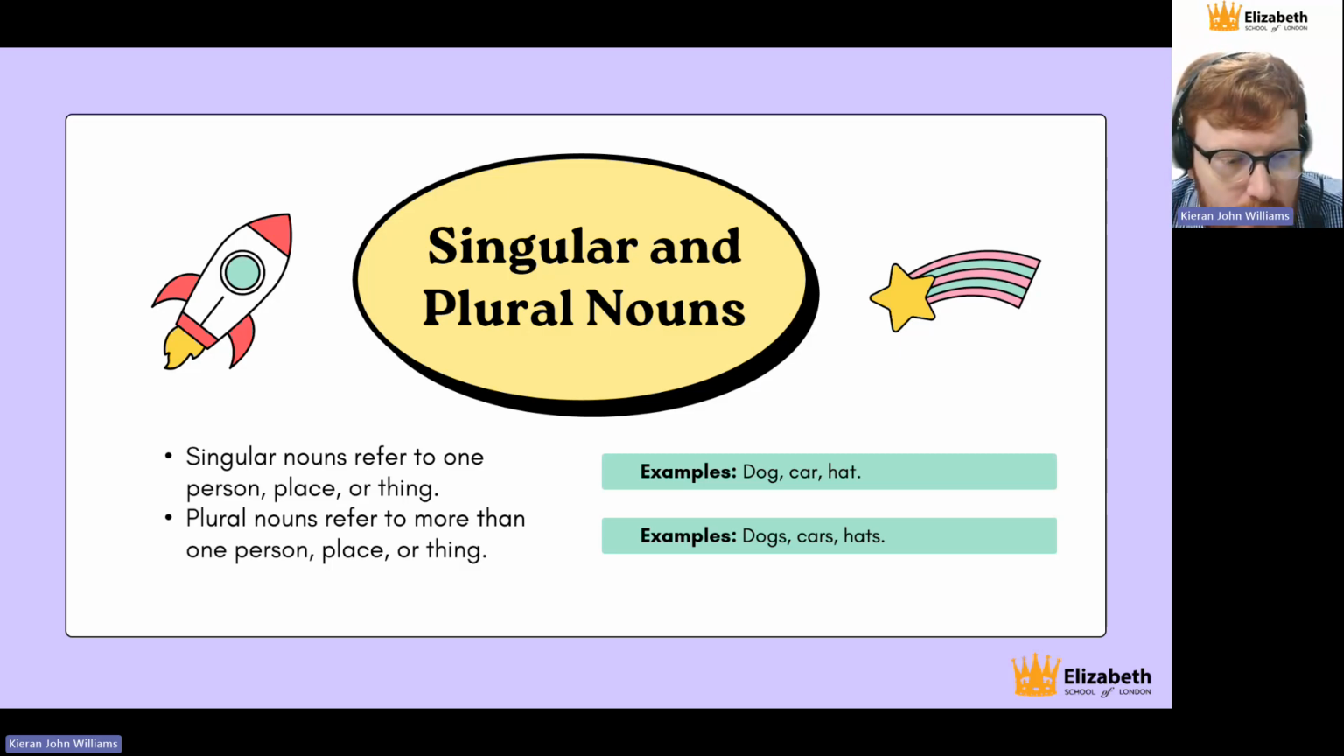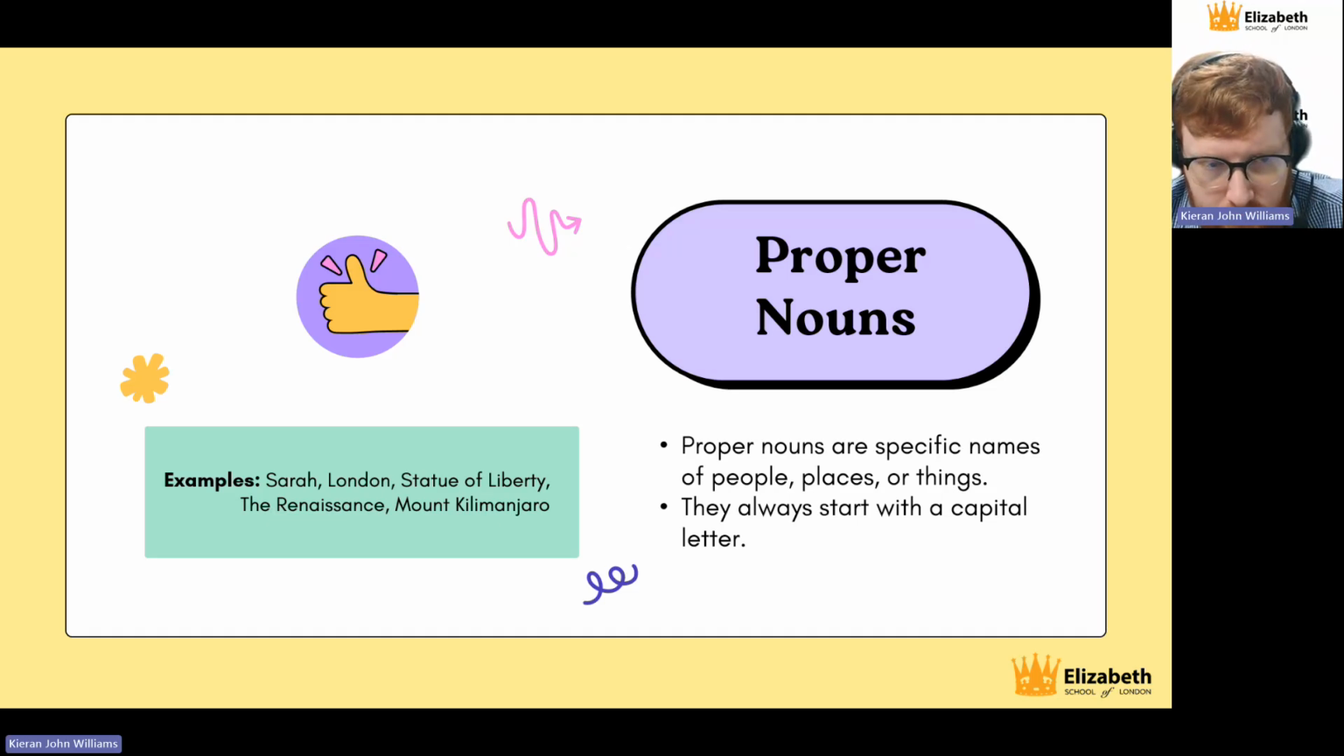Then we've got another subset of nouns, which are proper nouns. Proper nouns are when we're talking about the specific names of people, places, or things. If it is an actual specific name, it is a proper noun and it would begin with a capital letter. Like we can see in the examples, we've got Sarah with a capital. London is the specific name of a city, so it gets a capital letter. And the other examples there.